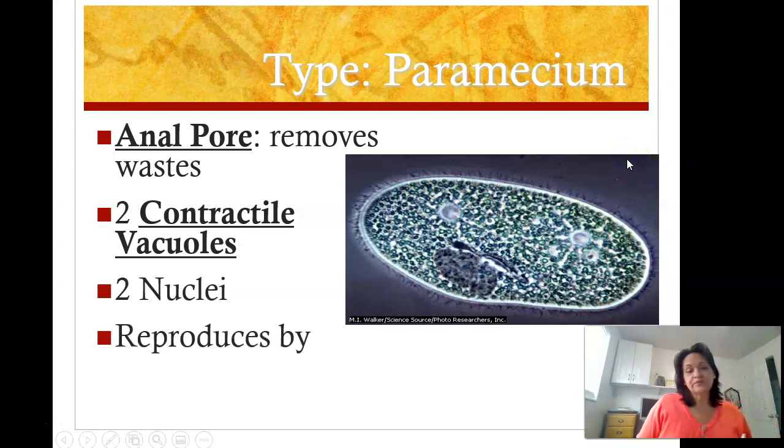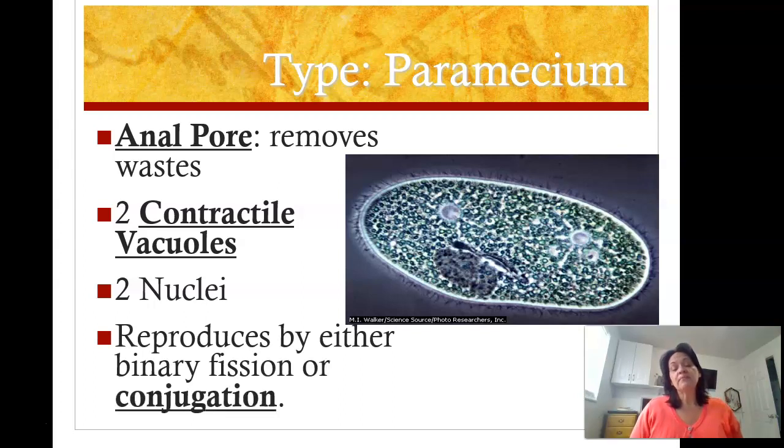And then it reproduces either by binary fission or by conjugation. And conjugation is getting close enough to each other to be able to touch and swap DNA. So one way to remember conjugation: a conjugal visit for somebody who is in prison, they can have their spouse or significant other come in to visit them, and they will be given their own room, and they can have their little meeting together. So a conjugal visit.